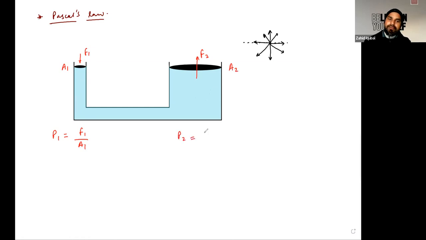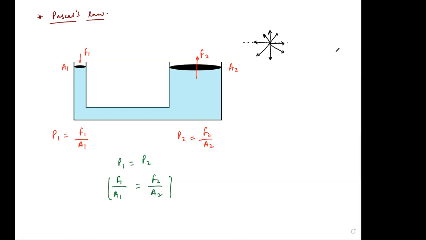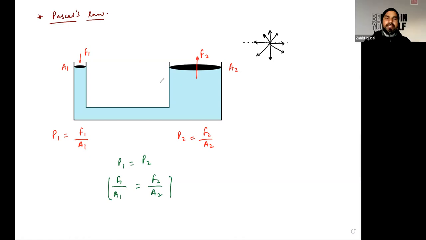So pressure at this end will be force by area of cross section. According to Pascal's law, P1 and P2 must be equal to each other. So just equate it. F1 by A1 is equals to F2 by A2. Abhinav, is it clear? Yes, sir. Now on the basis of this part, you'll be given F1 or F2, A1 and A2, and you'll have to calculate the unknown part related to this one.